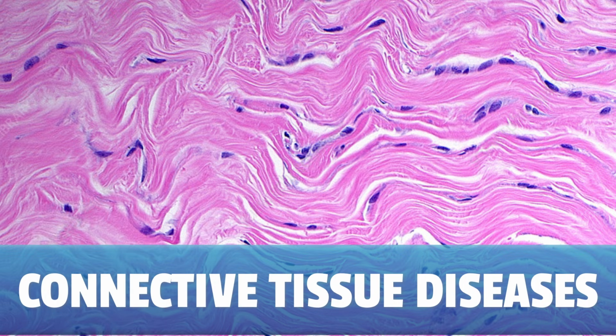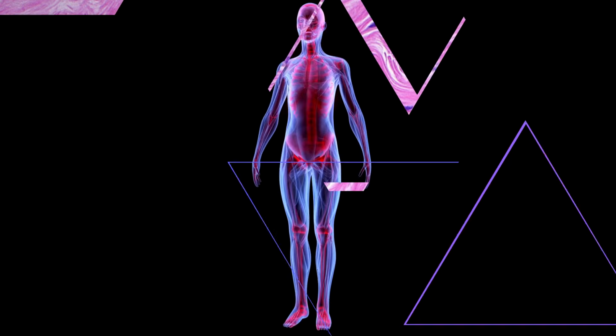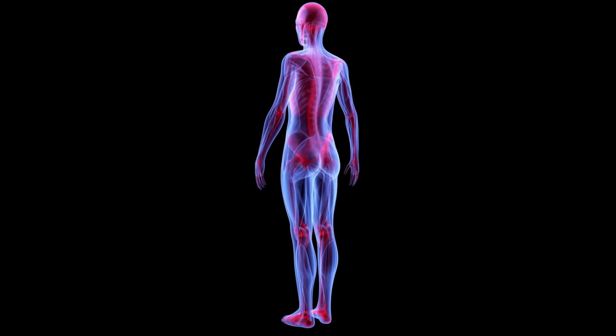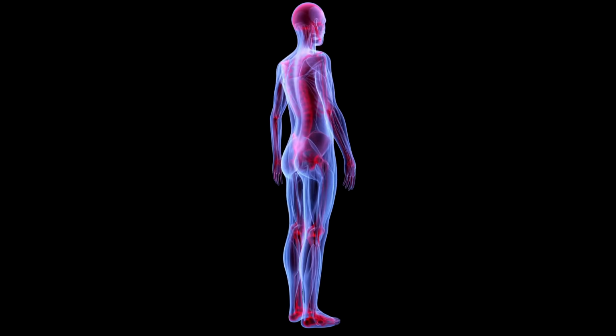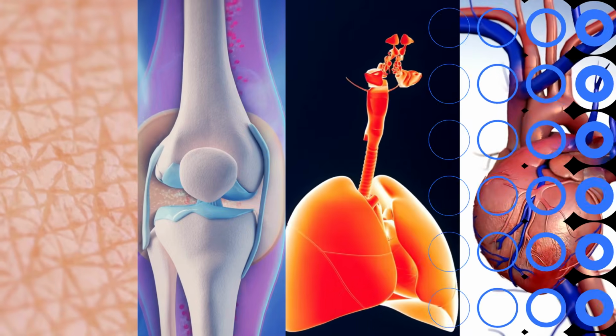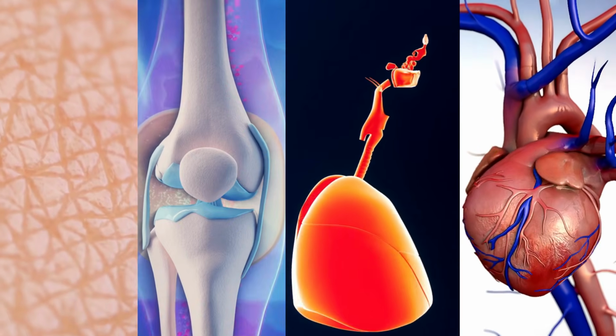Connective tissue diseases. When we talk about connective tissue diseases, we are referring to conditions like lupus, rheumatoid arthritis, Sjogren's, scleroderma, and so on. But what's the common thread here? They all target the body's connective tissue, that essential fibrous material that acts as the body's glue, which holds various structures together, like your skin, your joints, your lungs, and even the heart.